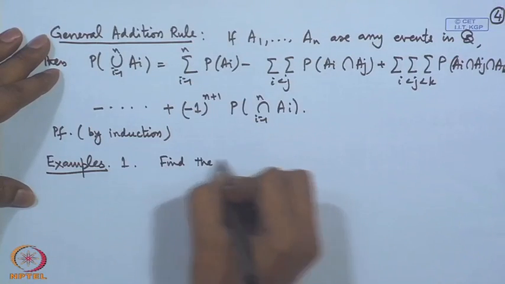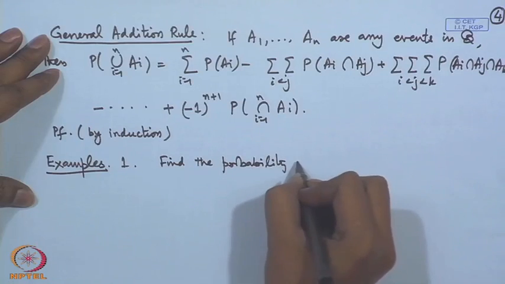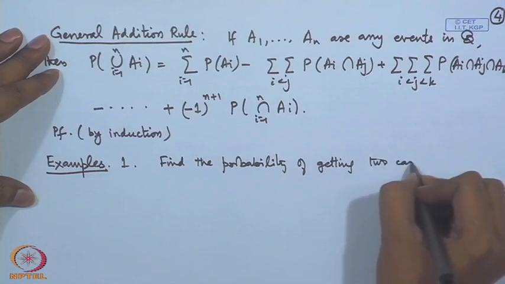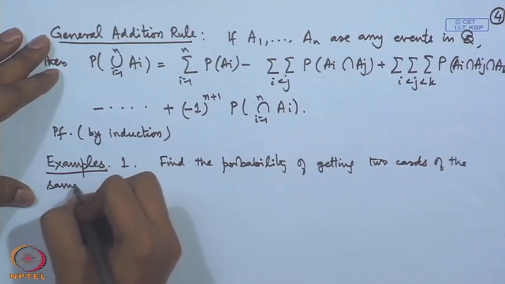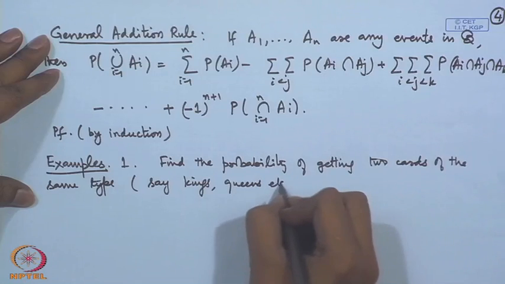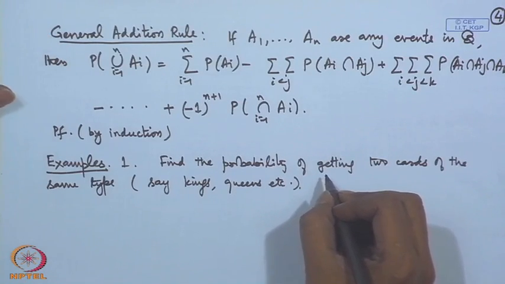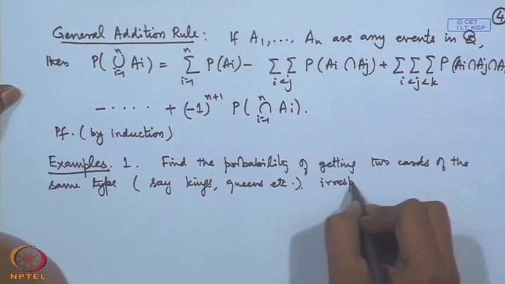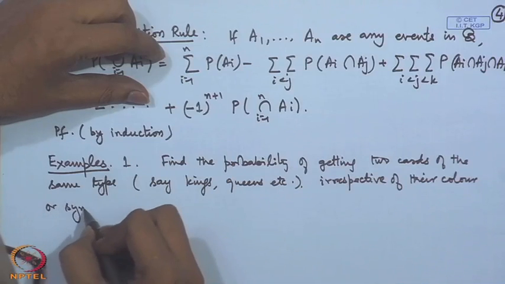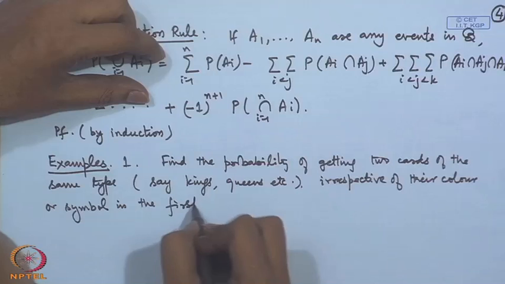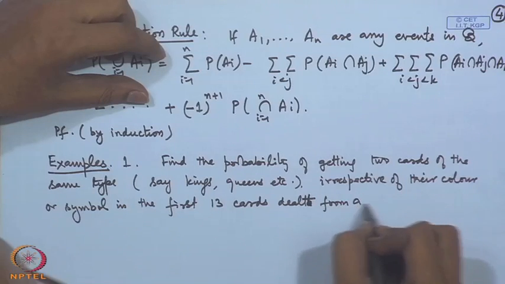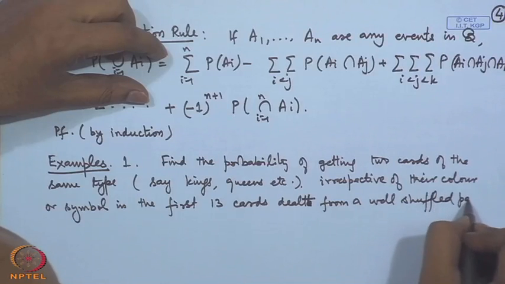Find the probability of getting two cards of the same type, say two kings, two queens, etcetera, two cards of the same type irrespective of their color or symbol in the first 13 cards dealt from a well shuffled pack of cards.